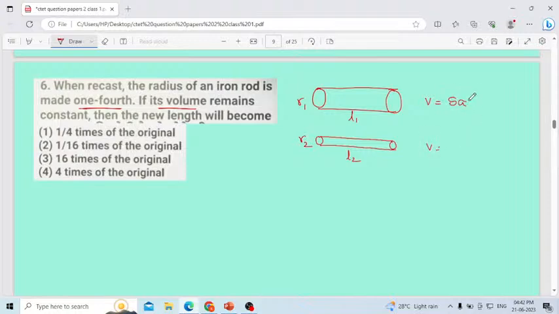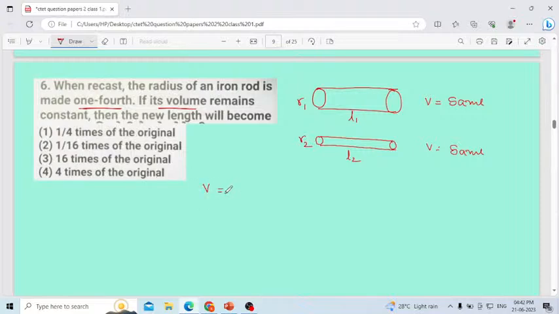Volume will be the same in both cases, whether you reduce the radius of the iron rod or not, the volume will remain constant. That is what we have to consider when solving this type of problem. Volume will be constant.